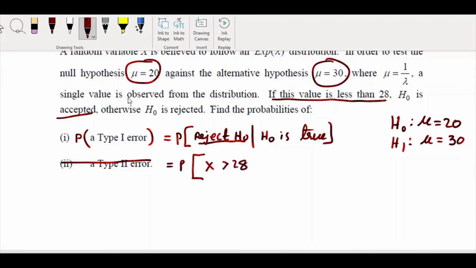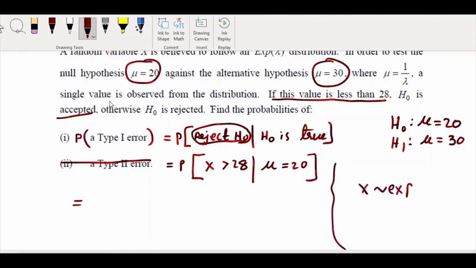This is on the basis of the sample: if it's less than 28 you accept it. I want to reject it on the basis of the sample, so X must be greater than 28. That's why I'm rejecting. But H naught is true means mu is 20. So I have to find the probability that X is greater than 28. X follows whatever distribution I check in the question. X follows an exponential distribution with mean mu, lambda is 1 upon mu. H naught true means mu is 20, so lambda is 1 upon 20.